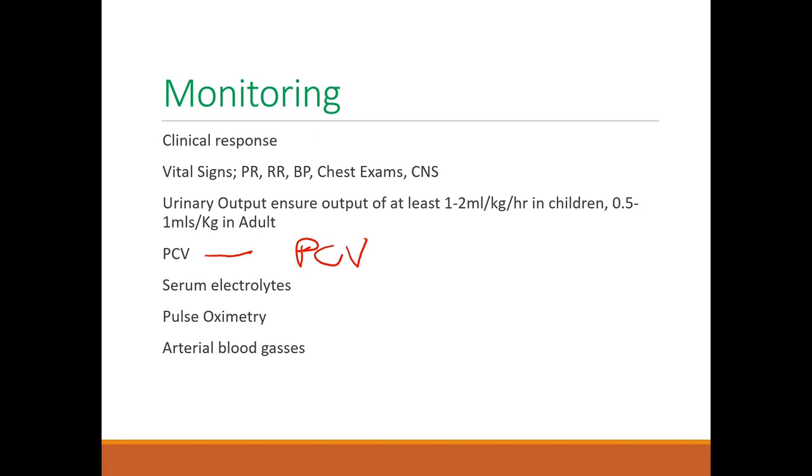Any electrolyte derangement should be corrected. So you have to do urea, electrolyte and creatinine. If you see electrolyte derangement, you correct. Pulse oximeter to monitor oxygen saturation. Arterial blood gases also is taken.